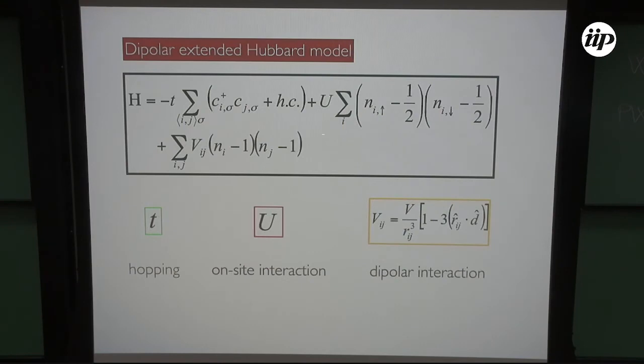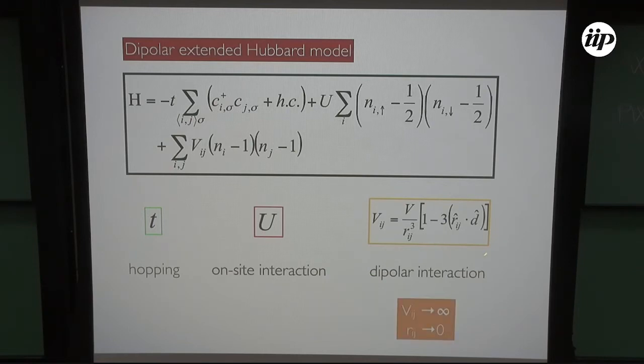So with this, I come to the extended dipolar Hubbard model, which has the same structures as before, but instead of having a constant and only near neighbor interaction, we do have a dipolar interaction of this form. A disclaimer needs to be made.